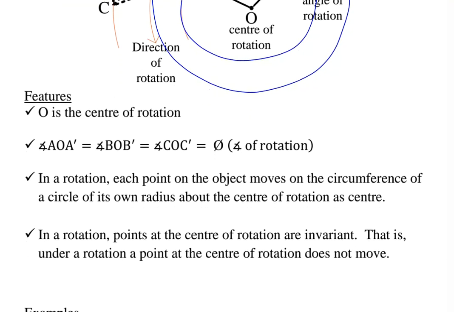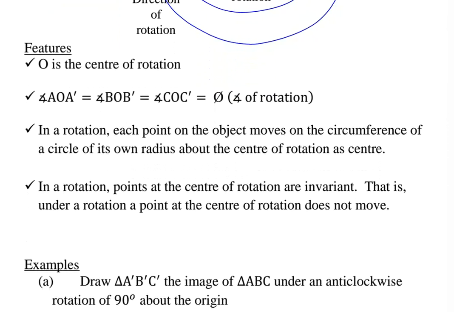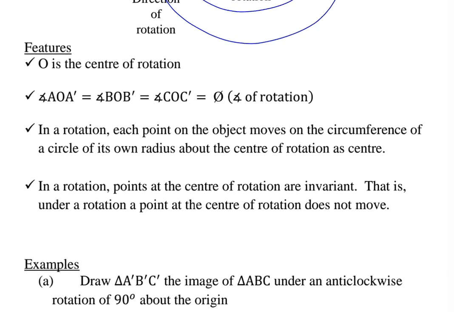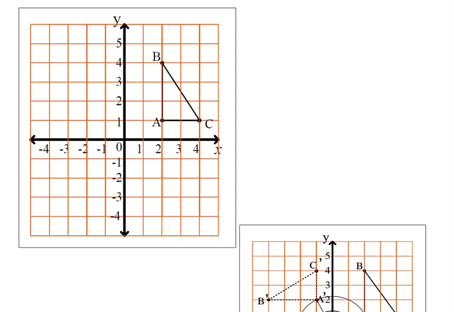What else? In a rotation, points at the center of rotation are invariant. That is, under rotation, a point at the center of rotation does not move. Here's an example. In the example on the next page, we're to draw triangle A prime, B prime, C prime, the image of triangle ABC under an anti-clockwise rotation of 90 degrees about the origin. Actually, we're going to do much more than just that with this diagram.